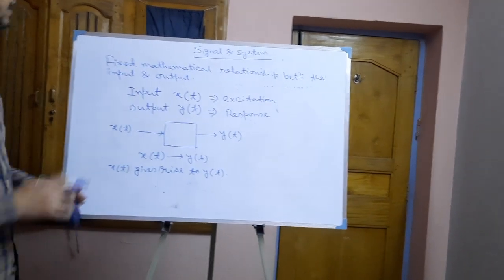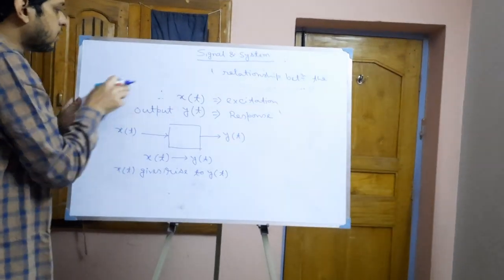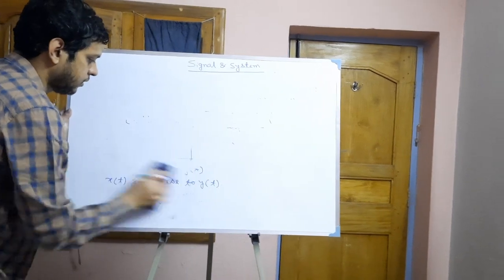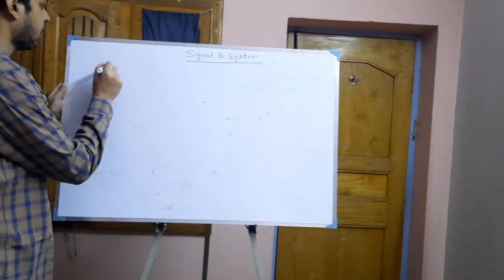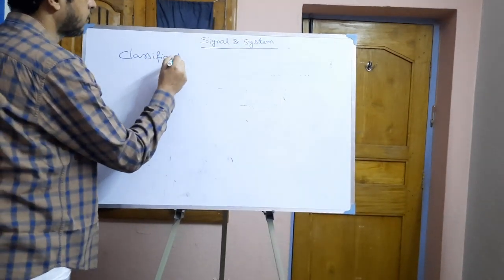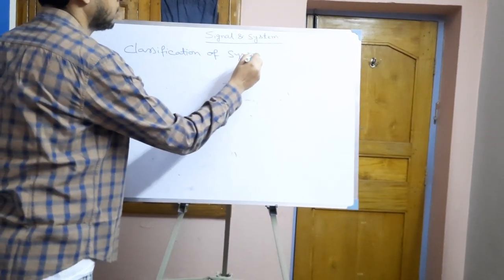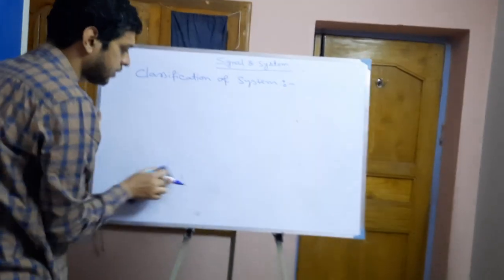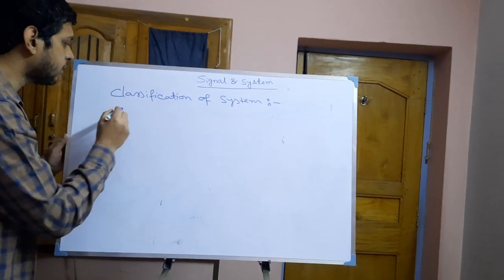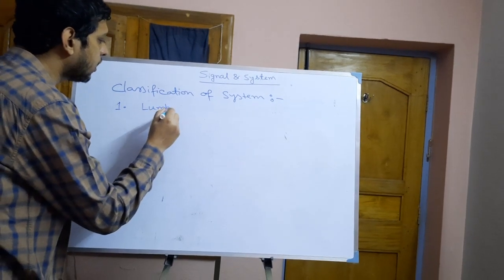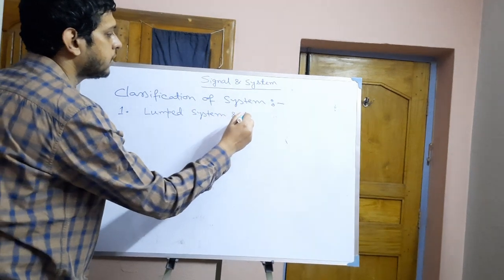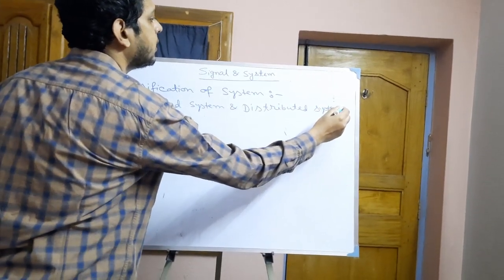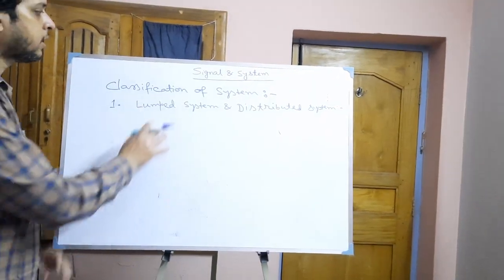Now we can classify the system in many ways. Let us see the ways. We can classify the electrical system firstly into a lumped system and distributed system. Now electrical system can also be called a network, so we can call it lumped network and distributed network.